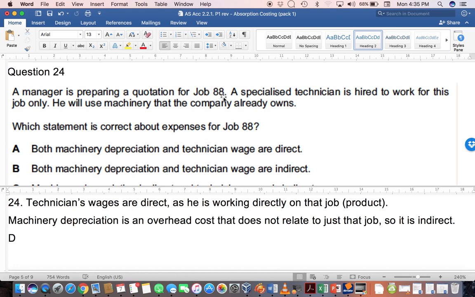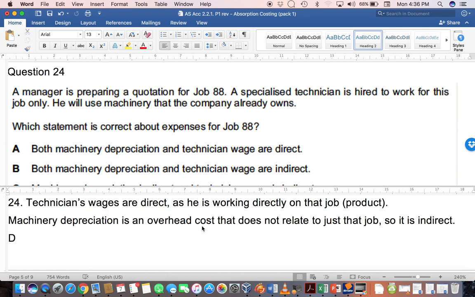Question 24. A manager is preparing a quotation for job 88. Again, this number here doesn't really matter. It's just labeling a job. It's saying that it is for a particular job or product. A specialized technician is hired to work for this job only.